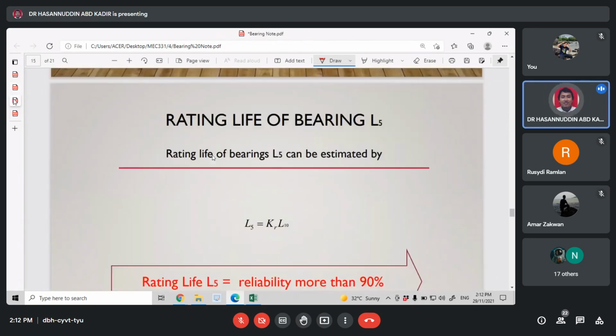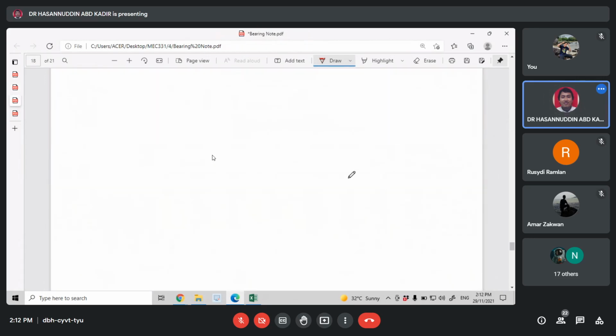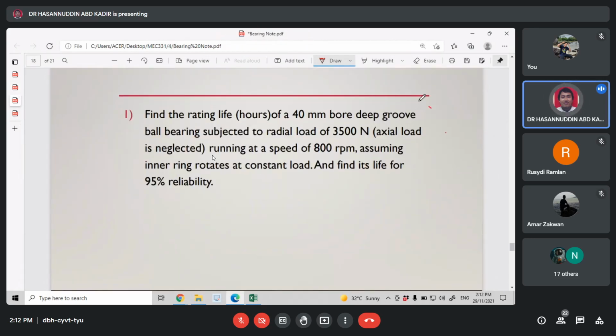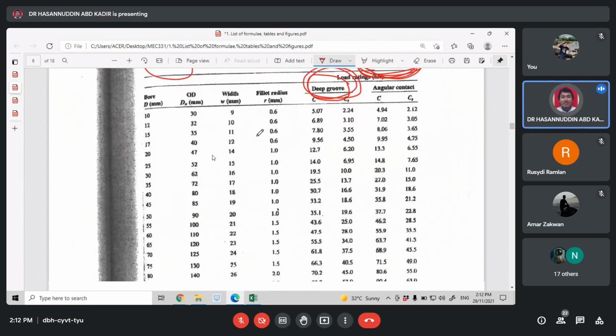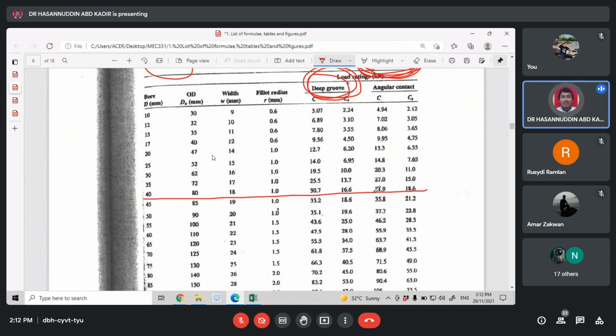When we go to the question, they mention about the deep groove. So you go to deep groove, and then they have ball bearing. Go to the section ball bearing, go to the table ball bearing, then to the section deep groove. Then go for the 40 mm bore, table 3.1. We go for this one, then we need to find the value. Focus on this section only.